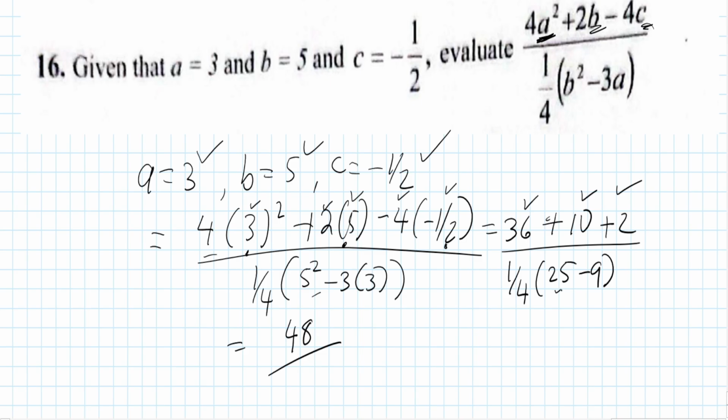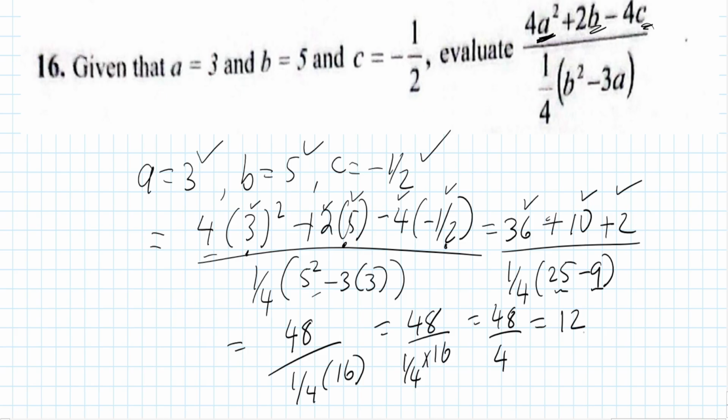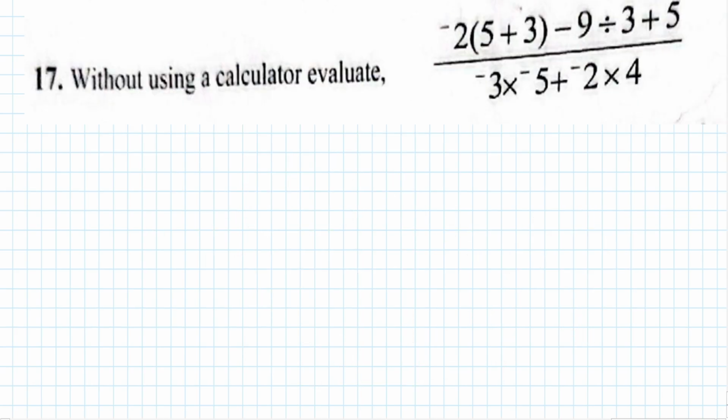25 minus 9 will give you 16. So a quarter of 16. So you get 48 divided by a quarter of 16. A quarter of 16 is 4. So 48 divided by 4 will eventually give you 12. That is the answer.